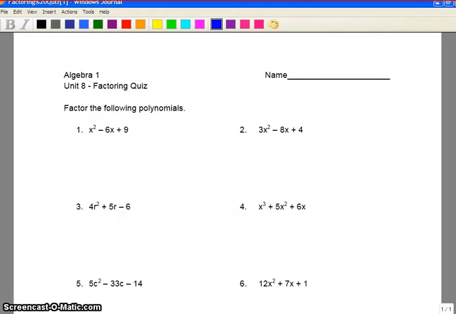I'm just going to go over a few questions here. You should not have your quiz in front of you, but you probably want to write these down and follow along with me. Hopefully it'll help to answer a few questions. I'll start with the very first question here.